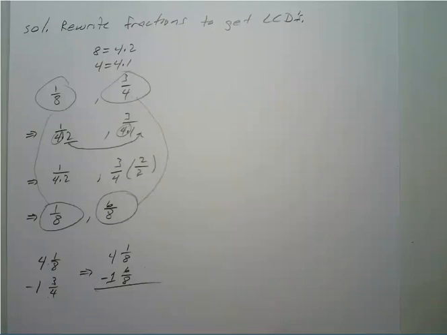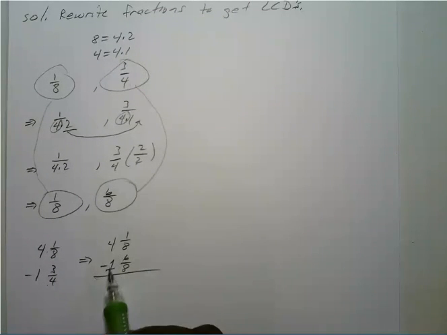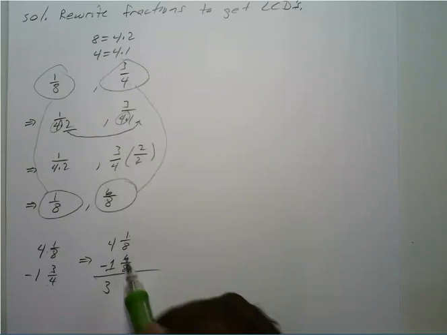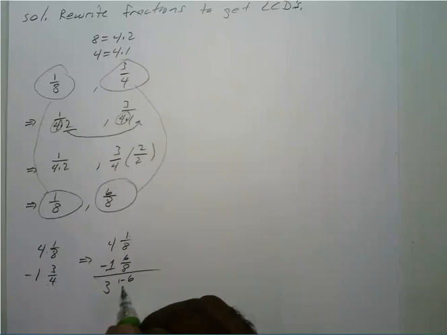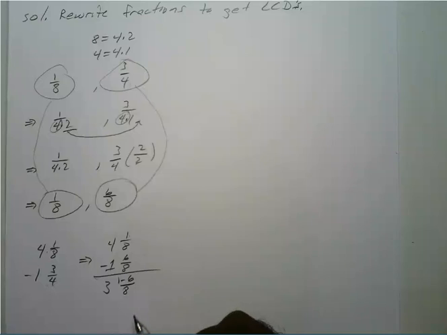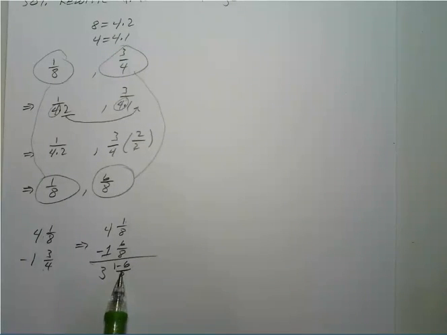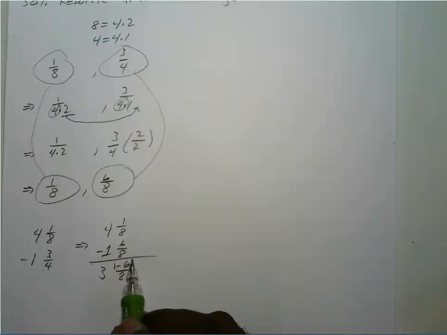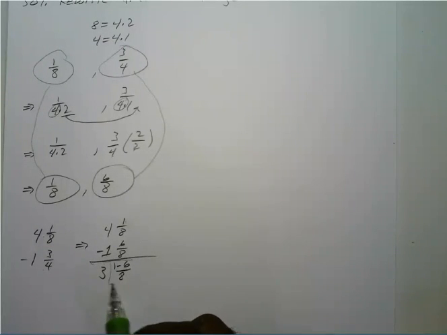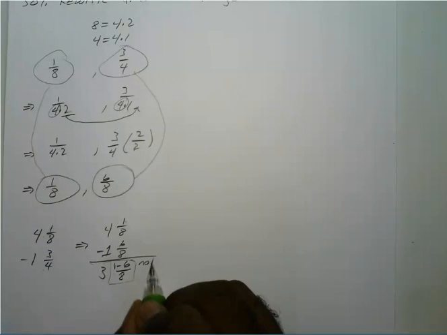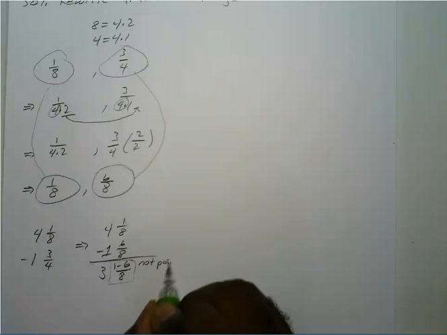All right, so far so good. So you have 4 minus 1, which is 3. And here you have 1 minus 6 over 8. Okay, so 1 minus 6 will give us a negative number. We don't want negative numbers. So it's not positive. So we borrow.